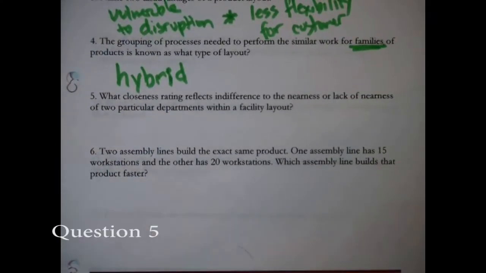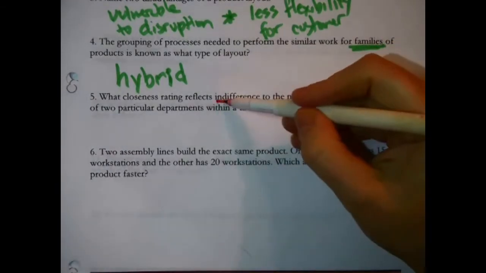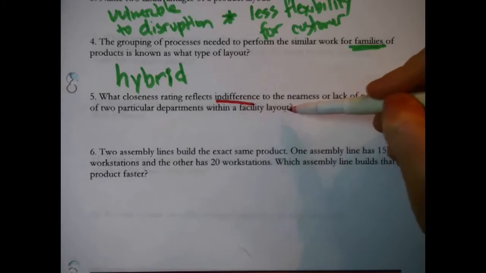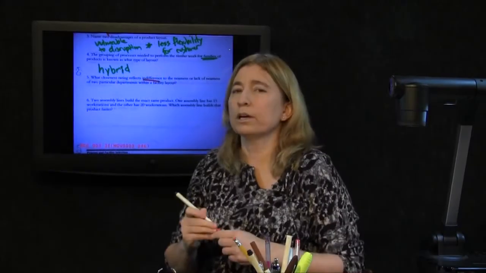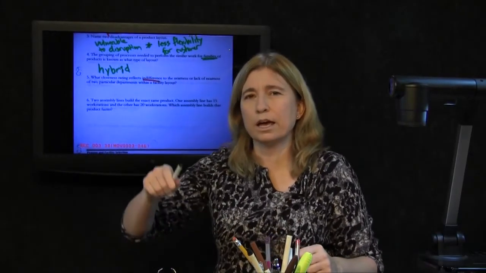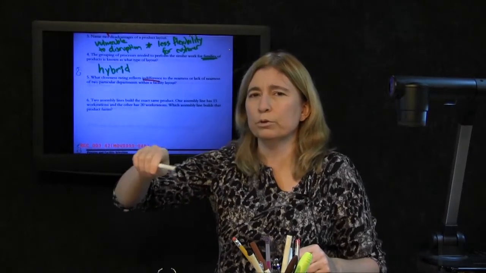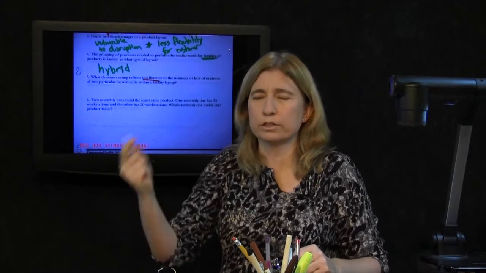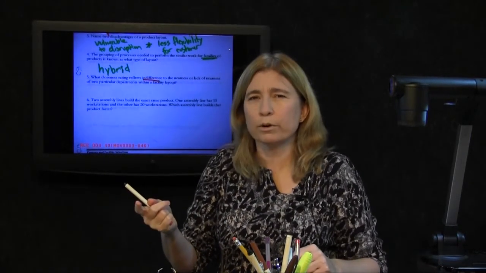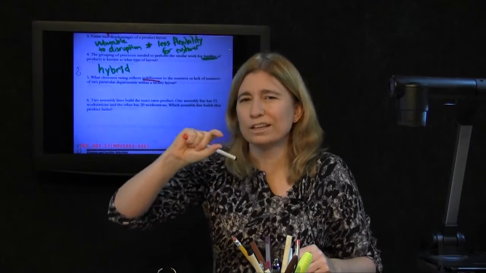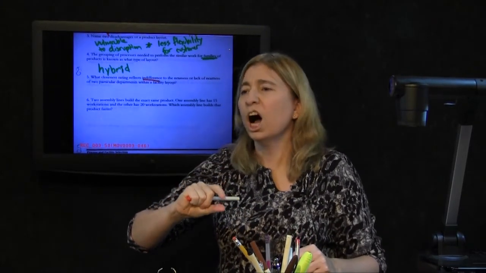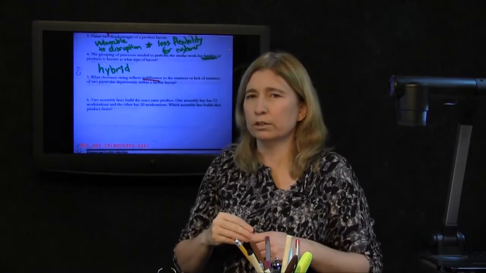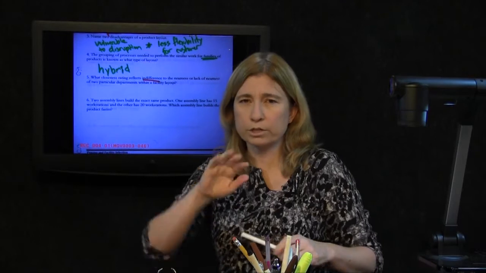All right, next question. What closeness rating reflects indifference to the nearness or lack of nearness of 2 departments in a hybrid facility layout? Okay, now wait a minute. Closeness ratings, that's a scale. It's the vowels, A, E, I, O, U, and then X. And each one of them, if assigned, is like a grade for a relative level of importance.